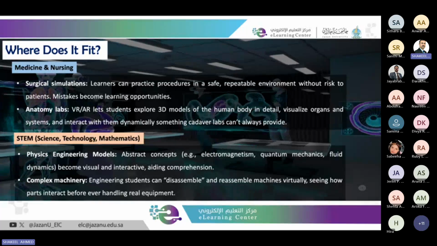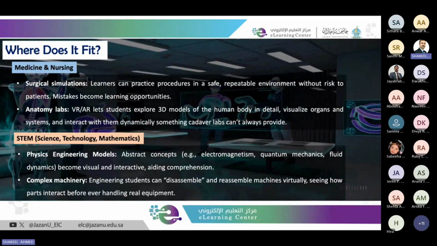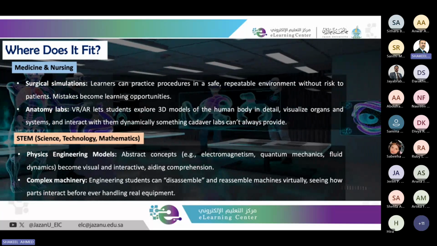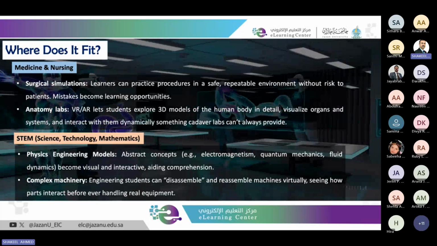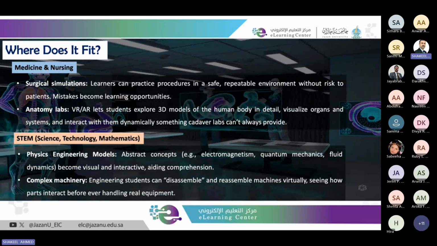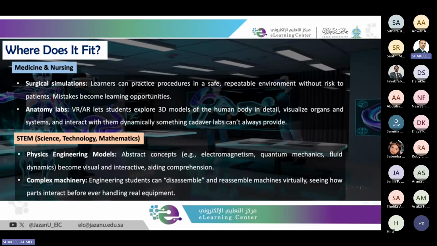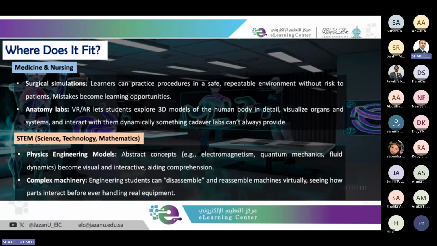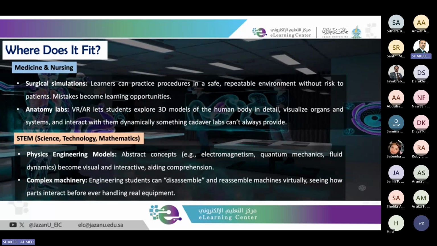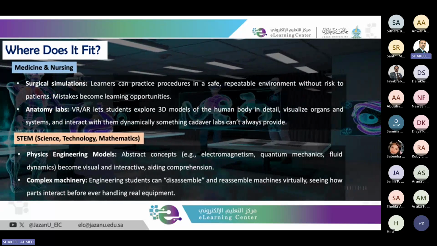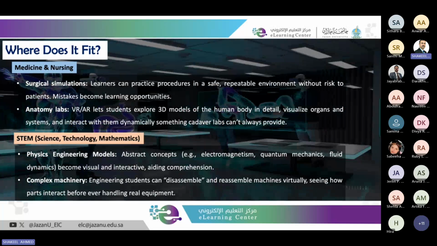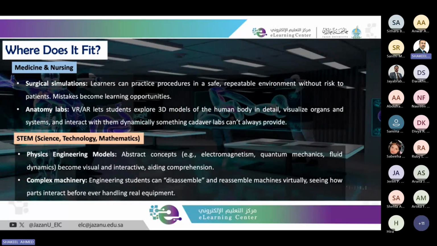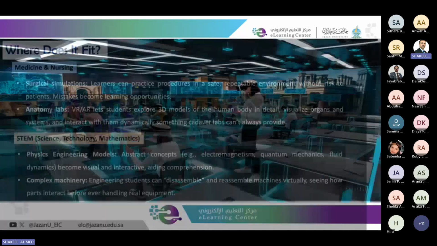In science and engineering, immersive tools make invisible ideas visible because students can see electromagnetic fields, quantum machines, or fluid dynamics in action. So they can virtually disassemble different types of engines or machines and watch how each part works together. So this brings theory and practice closer and makes abstract topics easier to grasp. So this is how STEM can be done this way. Science, technology, and mathematics can work together by using the technology.